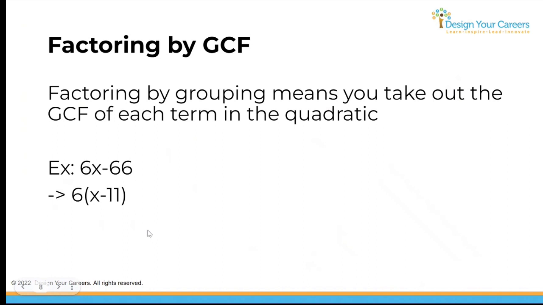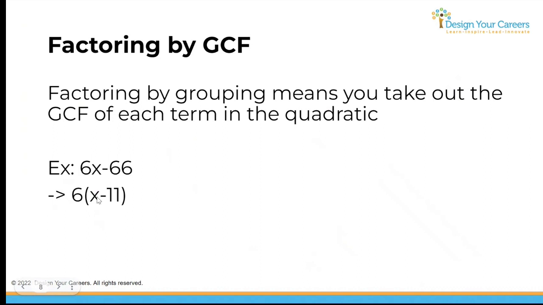So for this quadratic, the greatest common factor is 6, right? Because 6 times x would be 6x, and there's no other greater factor. And then for 66, 6 times 11 is 66. So basically when you factor out the GCF, you divide the quadratic by the GCF. So 6x divided by 6 is just x, and negative 66 divided by 6 is negative 11, which gives us x minus 11, as you can see here. Then you put that in the parentheses and put the GCF outside, so like so.